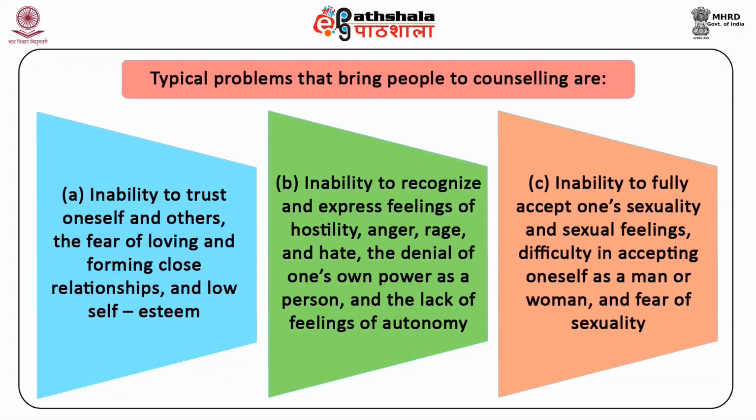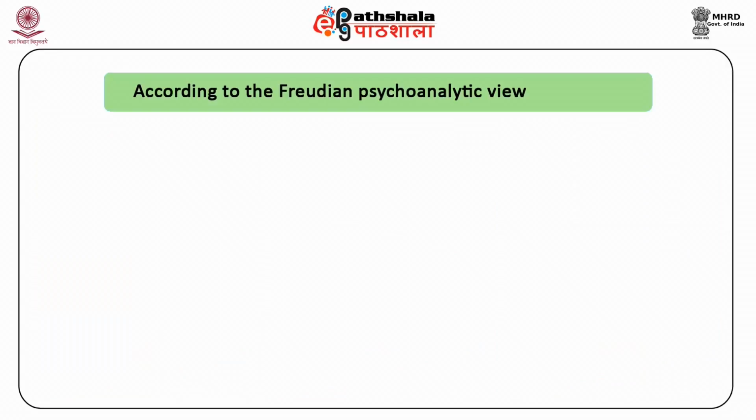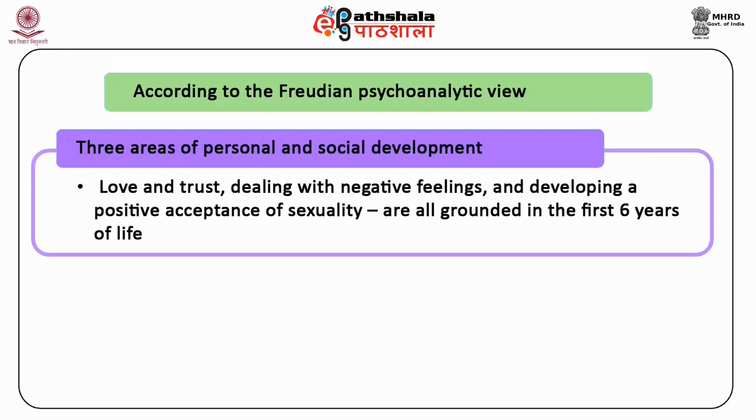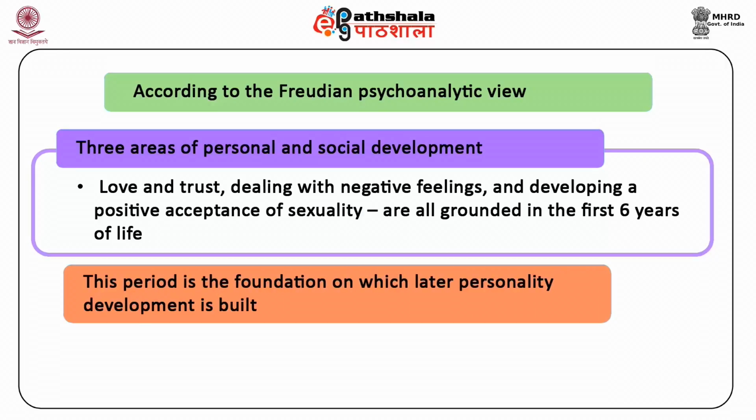Third, the inability to fully accept one's sexuality and sexual feelings, difficulty in accepting oneself as a man or woman, and fear of sexuality. According to the Freudian psychoanalytic view, these three areas of personal and social development, that is, love and trust, dealing with negative feelings, and developing a positive acceptance of sexuality, are all grounded in the first 6 years of life. This period is the foundation on which later personality development is built.